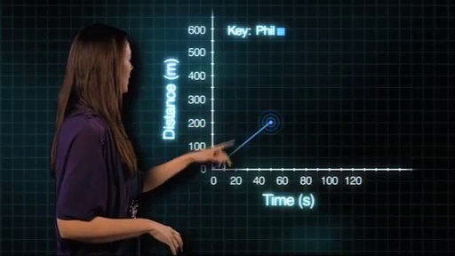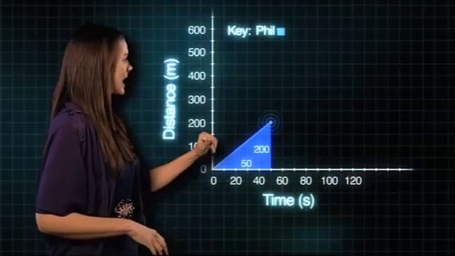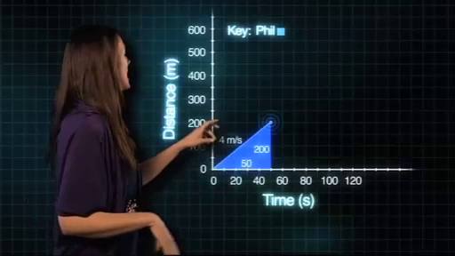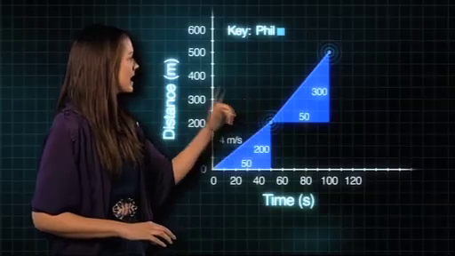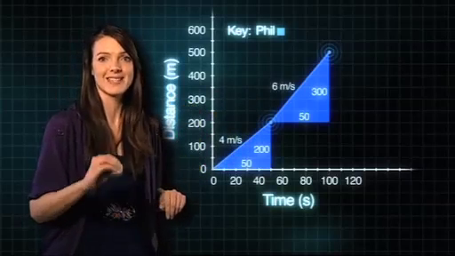And we can see that in the first leg of his journey, he has travelled 200 metres in 50 seconds. And that's at a constant speed of 4 metres per second. And moving on to his second leg, he has travelled 300 metres in 50 seconds. And that's a constant speed of 6 metres per second.